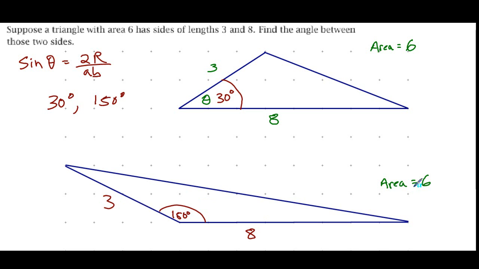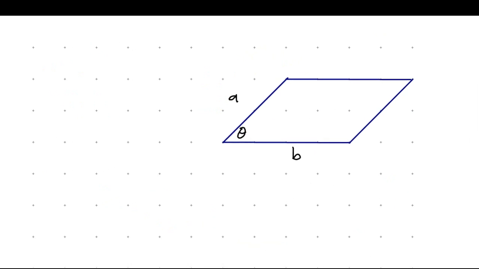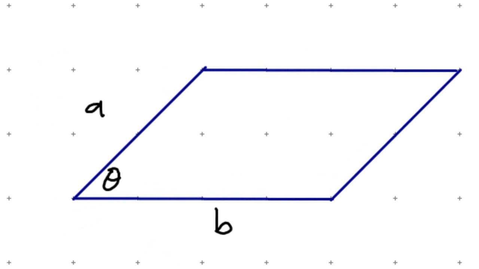If you're not given more information about whether the angle is acute or obtuse, these two triangles satisfy that possibility. So you want to be careful when you're working through these examples. Now for a parallelogram, the procedure for finding the area is very similar to what we just did with a triangle. Given an angle and the two adjacent side lengths, you can find the area of this parallelogram using what we just did.